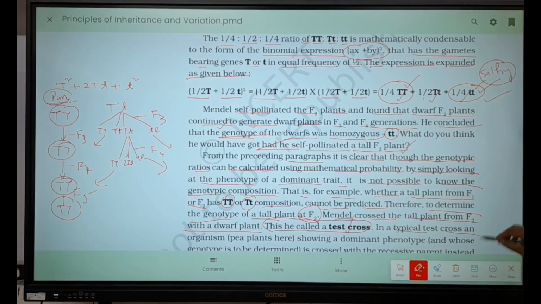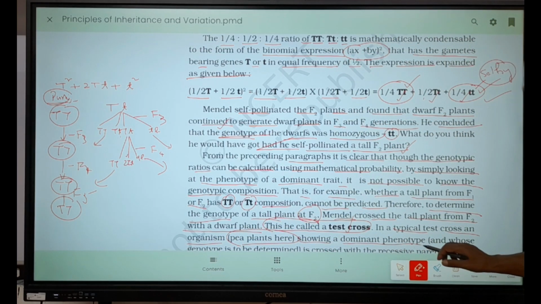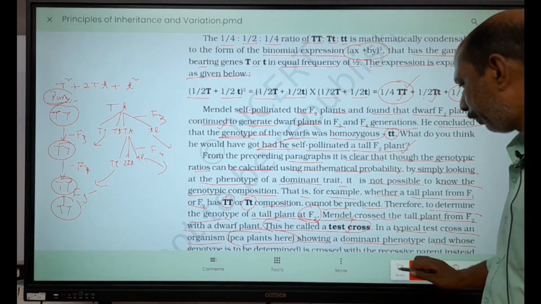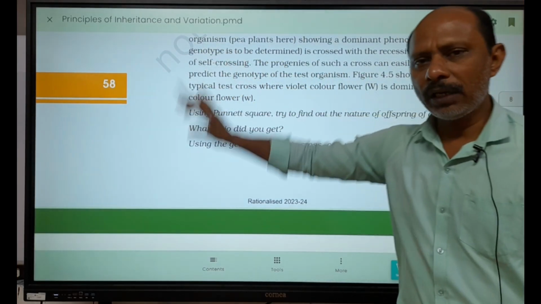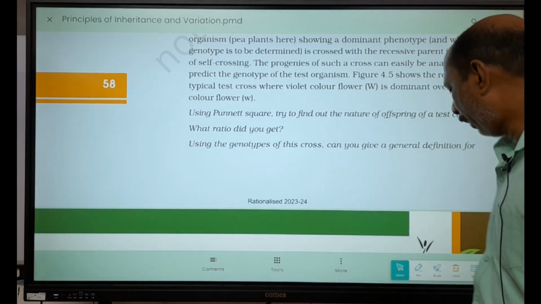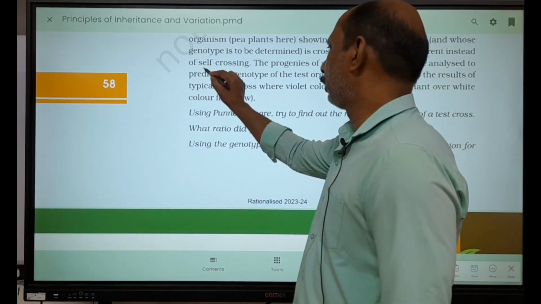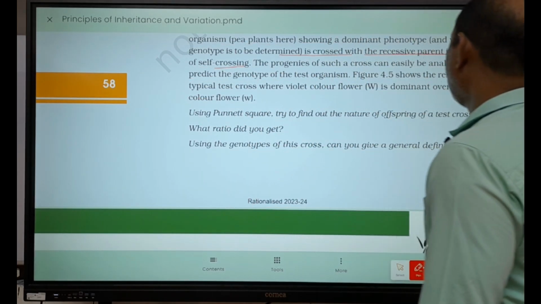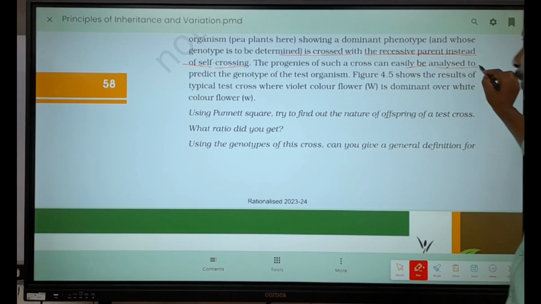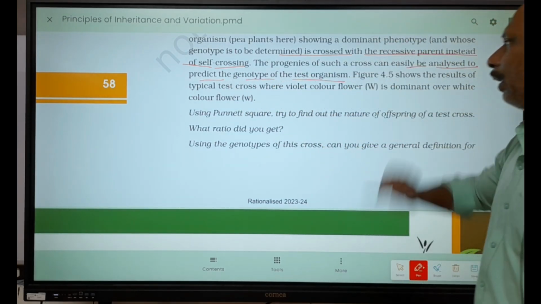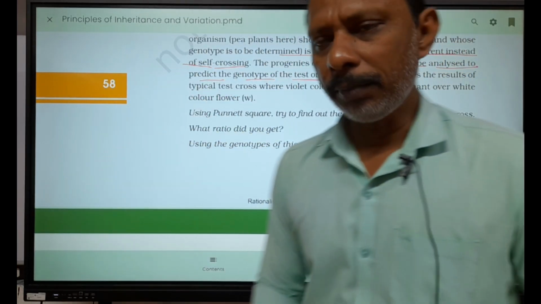In a typical test cross, an organism, here a pea plant, showing a dominant phenotype and whose genotype is to be determined, is crossed with the recessive parent instead of self crossing. That one is called a test cross. The progeny of such a cross can easily be analyzed to predict the genotype of the test organism, because in a test cross, genotype and phenotype ratios are both the same.